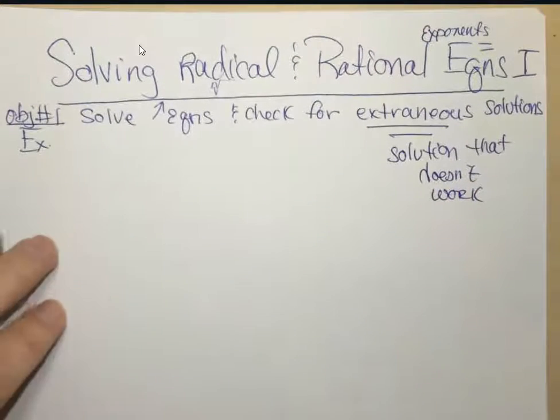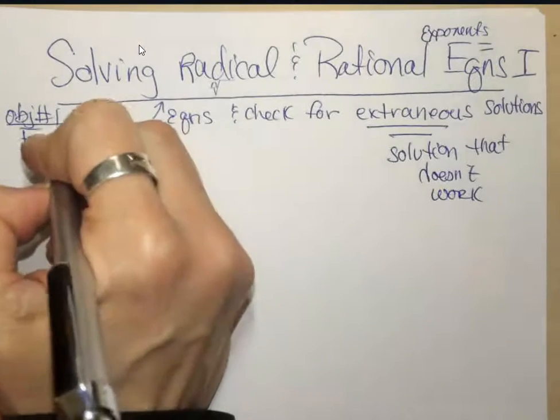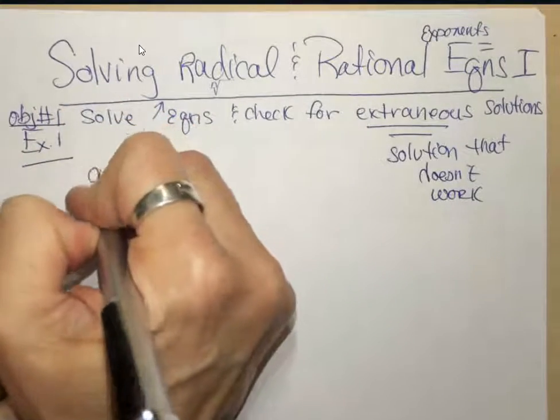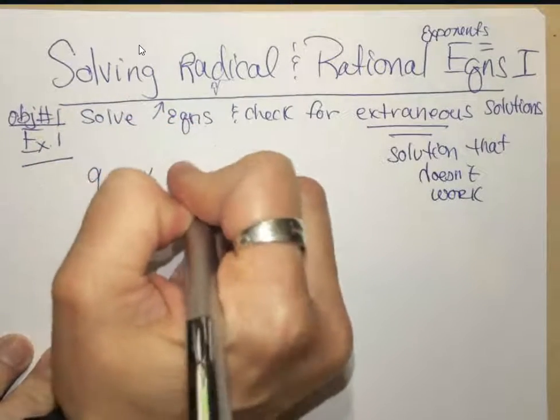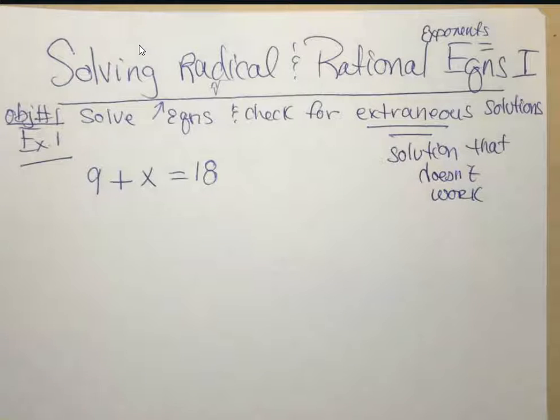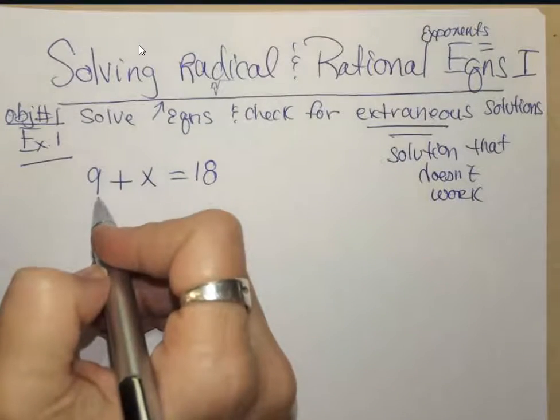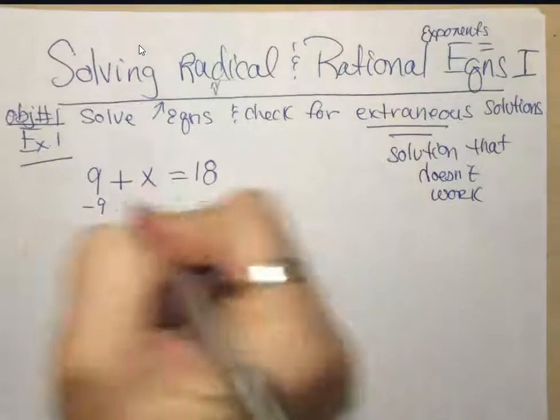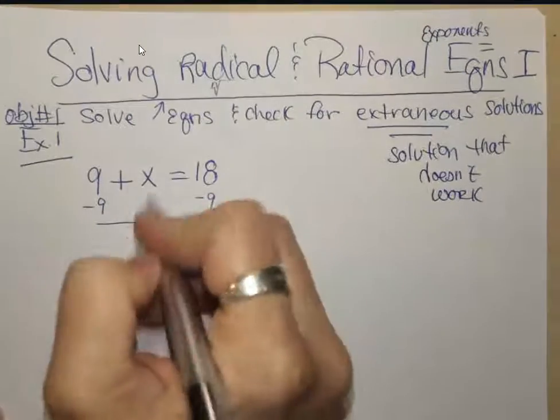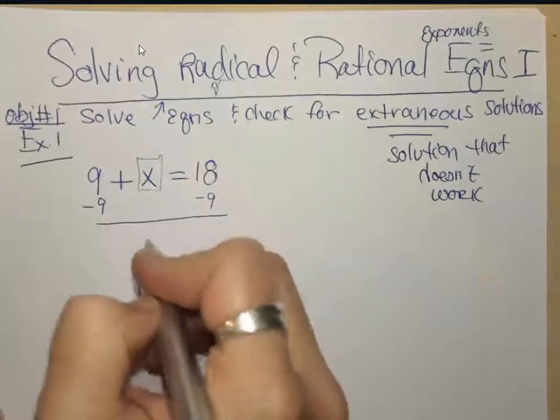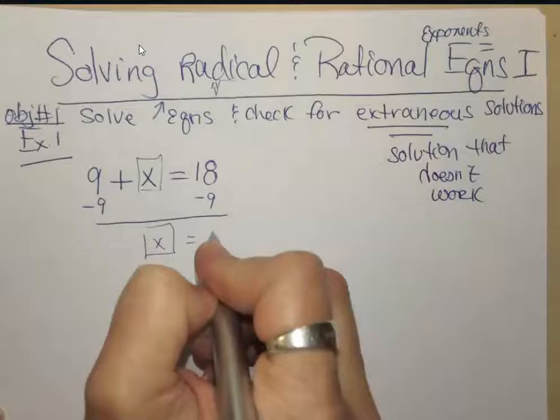Okay, so let's look at our first example here. Example number 1, if I have 9 plus x equals 18. Now, I know this sounds simple, but I want to use what we do here in our example. So the stuff on the outside of the x, we want to get rid of that first. So in this case, it would be the 9. So I'd get rid of the 9. And then I get that x, or whatever that represents, is equal to 9.